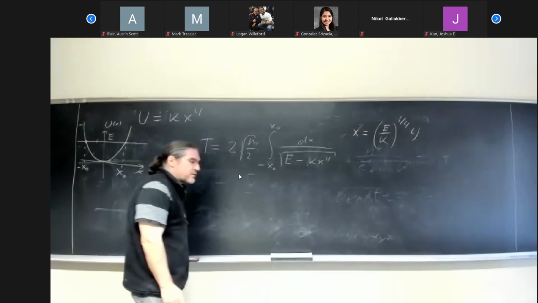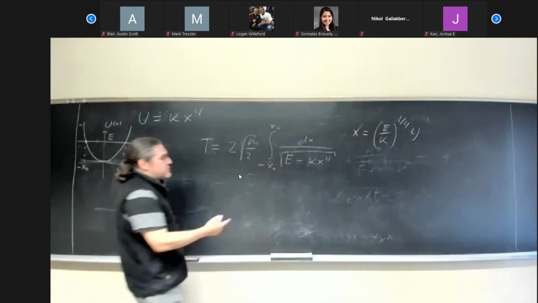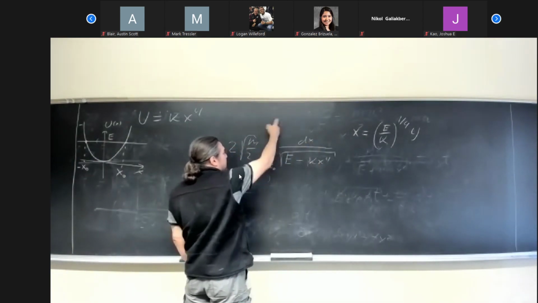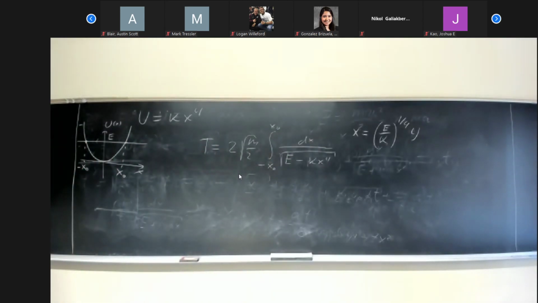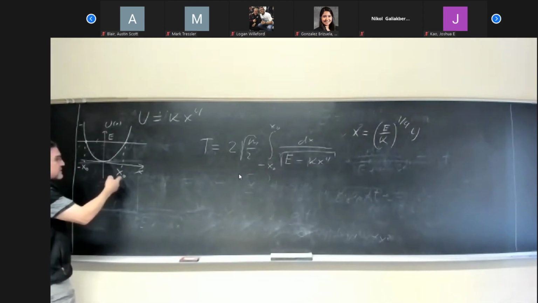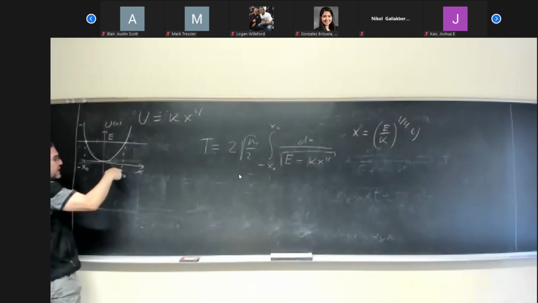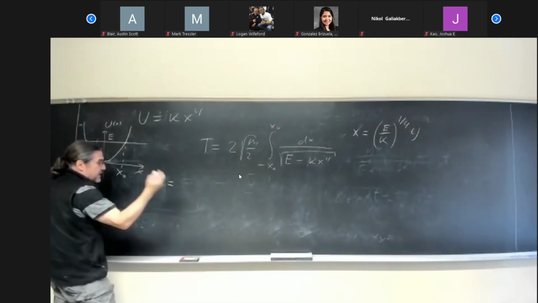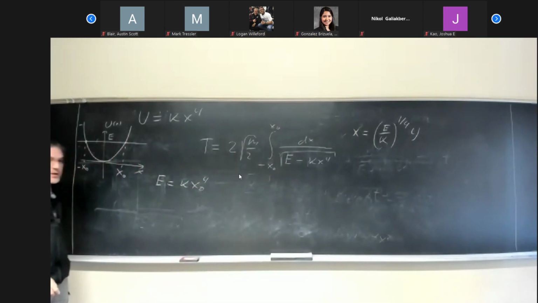That will be my substitution, right? Now, when I do the substitution, I need to substitute it here, and I also need to rewrite what my upper and lower boundaries are in my new variables. So what I need to do is to find what that x naught is. x naught is exactly where energy E equals my potential energy. So this is the equation for x naught.